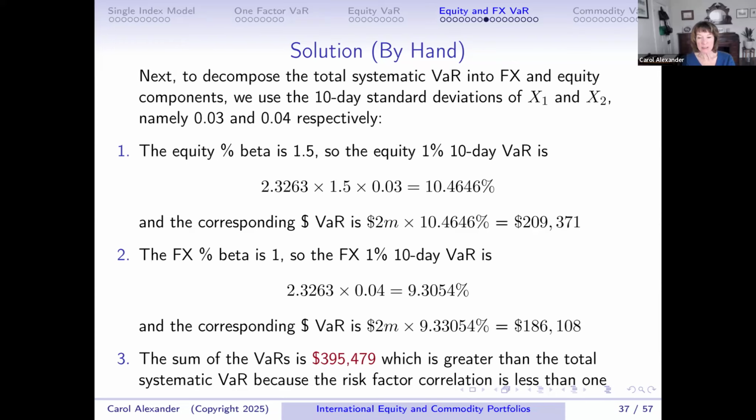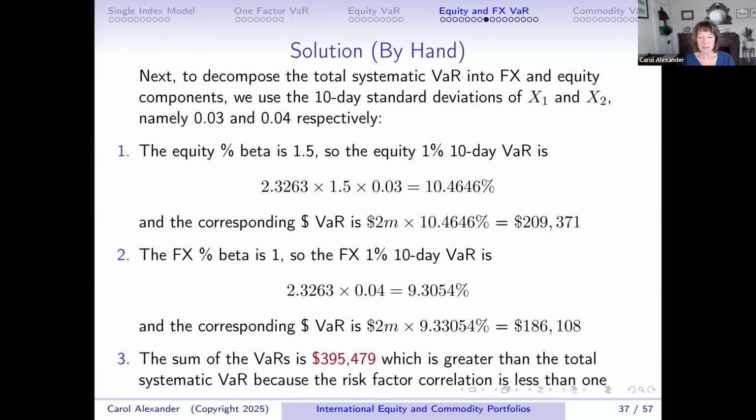Multiplying it by 2 million gives us $209,371. And the FX percentage beta is 1, so we've just got the normal VaR formula, the Φ to the minus 1 term, which is 2.3263 times the 10-day standard deviation, which is 9.3054, and the corresponding VaR multiplied by 2 million is 186,108.